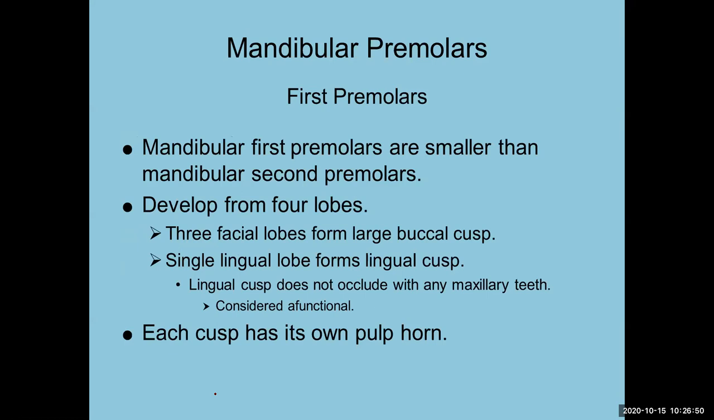They develop from four lobes: three facial lobes form one large buccal cusp, and the single lingual lobe forms the lingual cusp. Now, this is an identifiable characteristic. The lingual cusp on the mandibular first premolar does not occlude with any maxillary teeth, and it is considered afunctional or non-functional. The mandibular first premolar has an afunctional or non-functional lingual cusp.